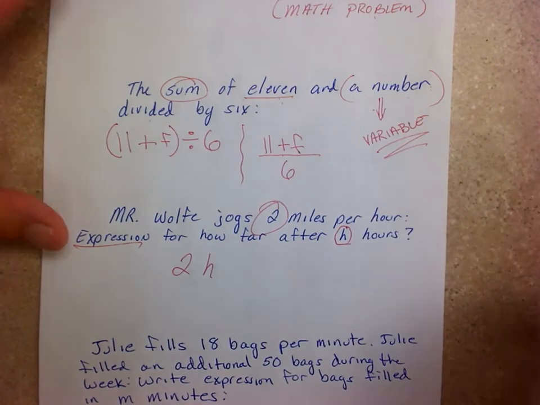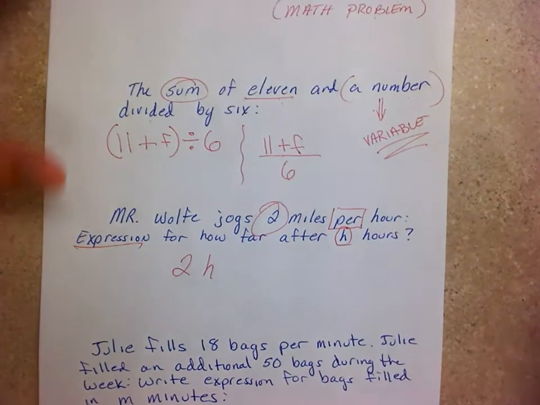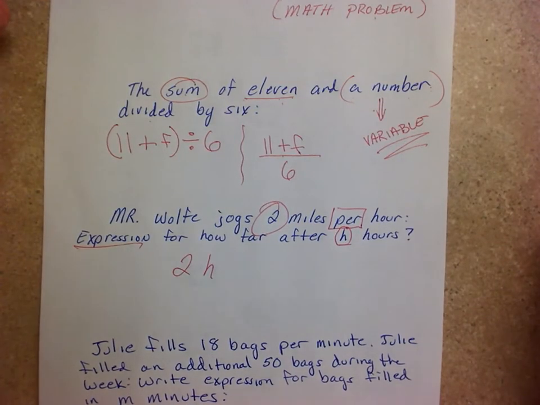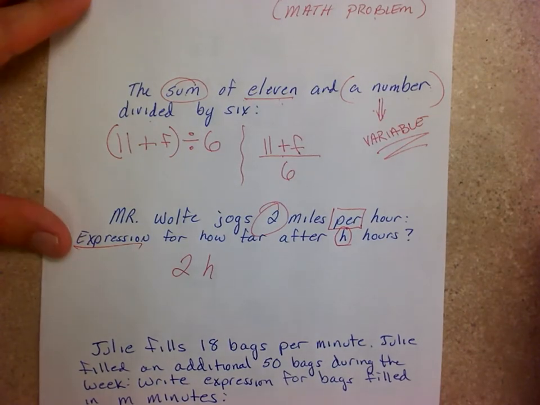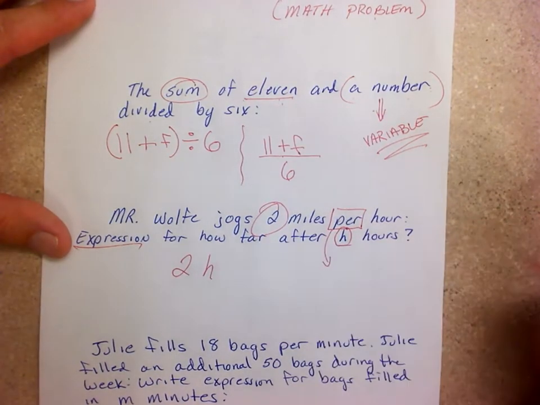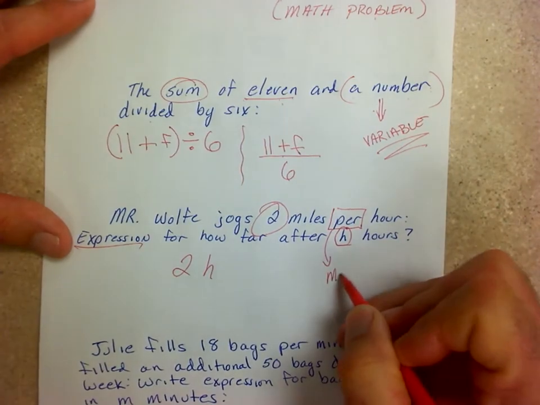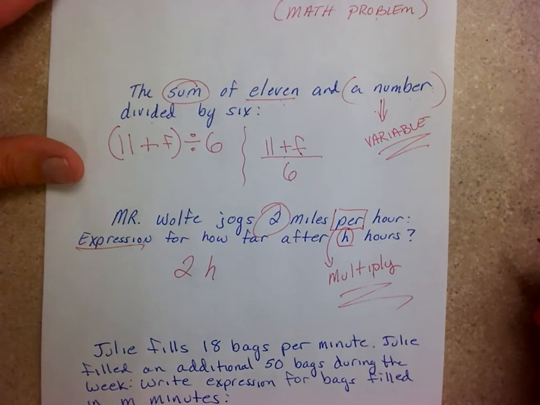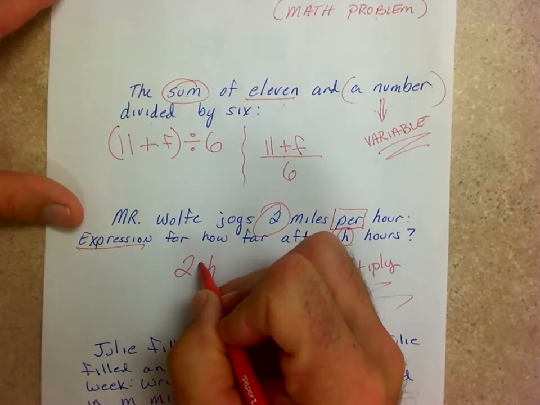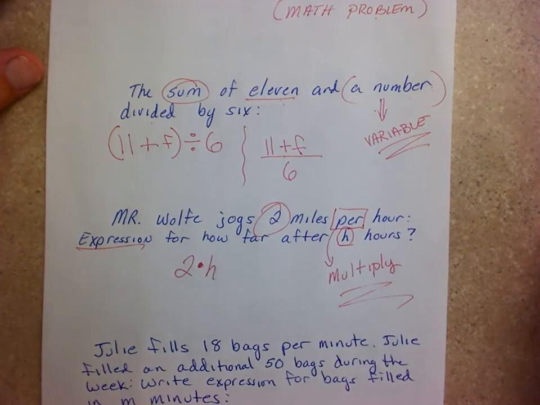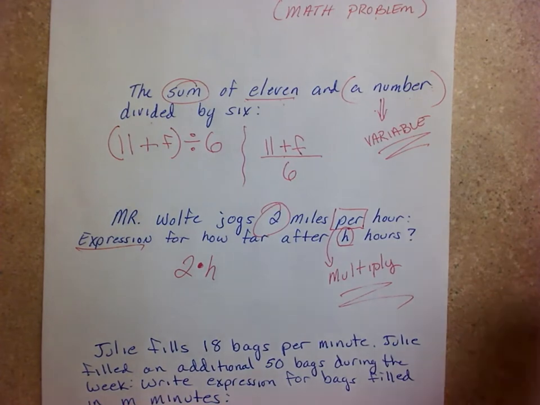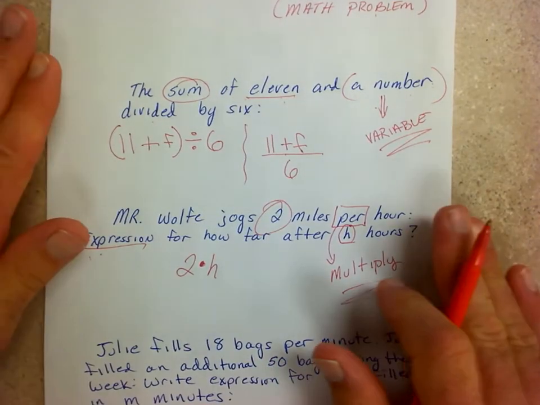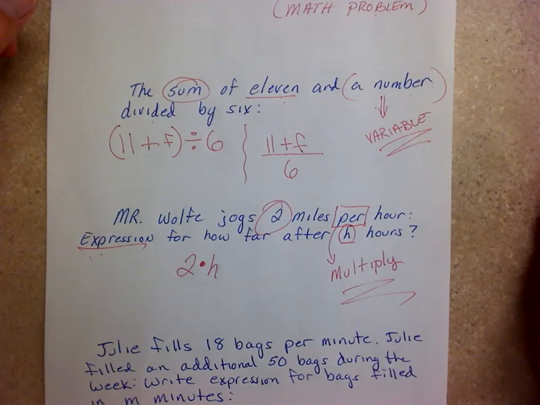Well, in class, we talked a lot about this little word per right here. And per is going to carry a significant amount of weight for us as far as these expressions go. But for right now, we've talked in class, when we see that little word per, that is an indication for us that we need to be multiplying. Okay, so we want to go with 2 times h. Again, all we want is the expression, no more, no less.